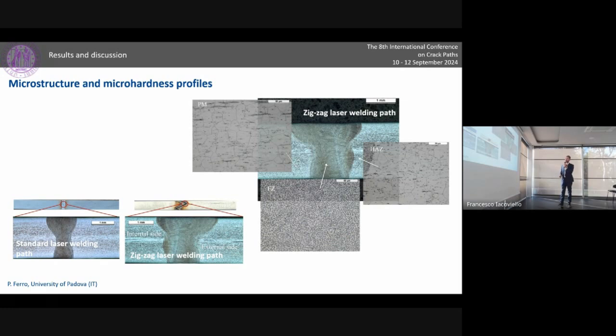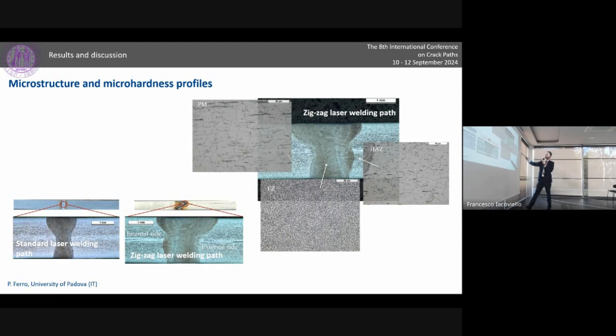This picture shows the micrographs of the joint obtained by using the zigzag laser welding path. I show here only this one because we didn't find differences compared to the standard welding in terms of microstructures.